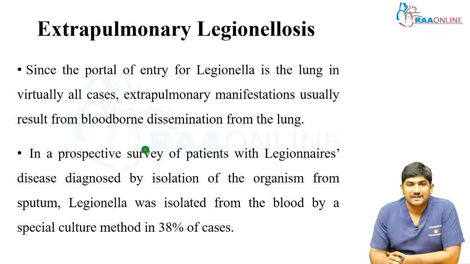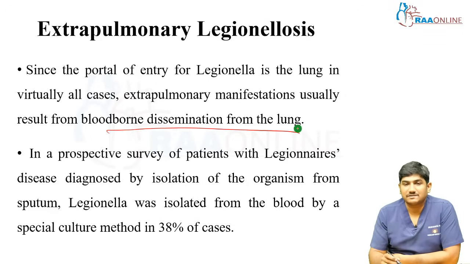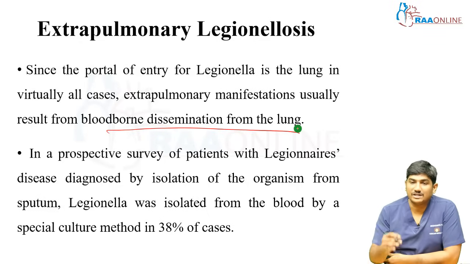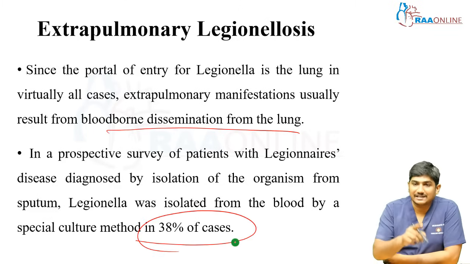Extrapulmonary Legionellosis. Since the portal of entry for Legionella is the lung, anything which goes extrapulmonary should be a blood-borne dissemination from the lung. Okay. So in a prospective survey of patients with Legionella disease, diagnosed by isolation of the organism from the sputum, the Legionella was actually found in blood also, that is bacteremia also persisted for nearly 40% of cases. If there is a sputum positive Legionella, that can spread in the blood up to 40% of cases.